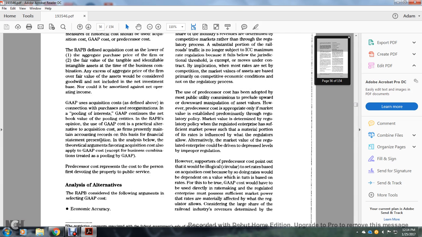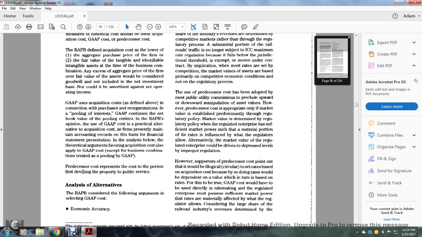All right, the Government Accounting Principle Board acquisition is defined in connection with the purchase, pooling entry of the Government Accounting Principle Board, book value of the pooling entity, the narrowed accounting principle with the opinion of the Government Accounting Principle, a practical alternative to the acquisition term, cost of the firm presently maintaining accurate records of the basic financial statement presentation. The analysis below of the theoretical arguments favoring acquisition also applies to the Government Accounting Acquisition, Government Auditing Accounting Principles, except for the business combination treating with the pool.